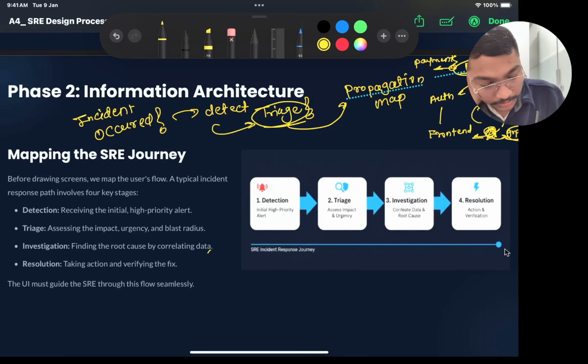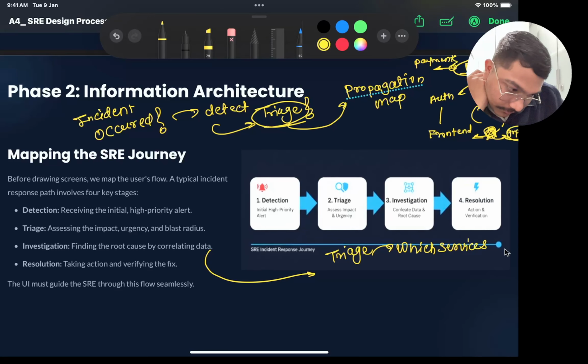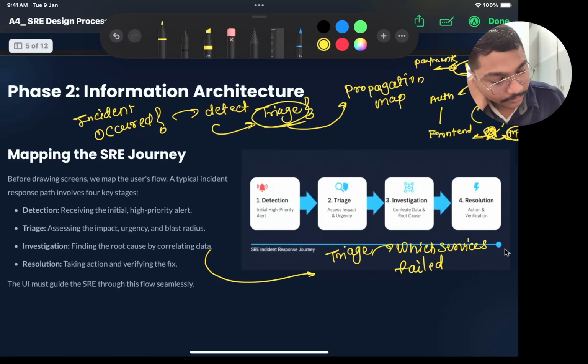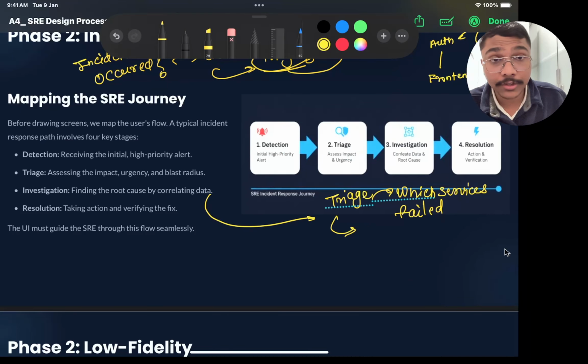Then investigation means we try to correlate everything. So suppose we have triage. Now my triage shows which services failed, basically a dependency map of the services which failed. Now based on this triage, I will do the investigation. Now what is the root investigation? Why did my front end fail?